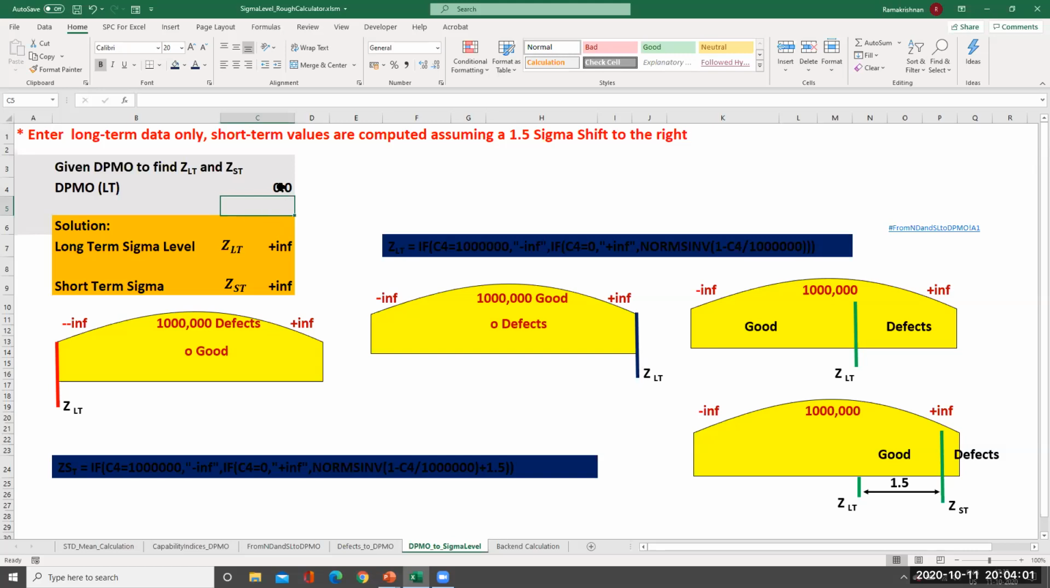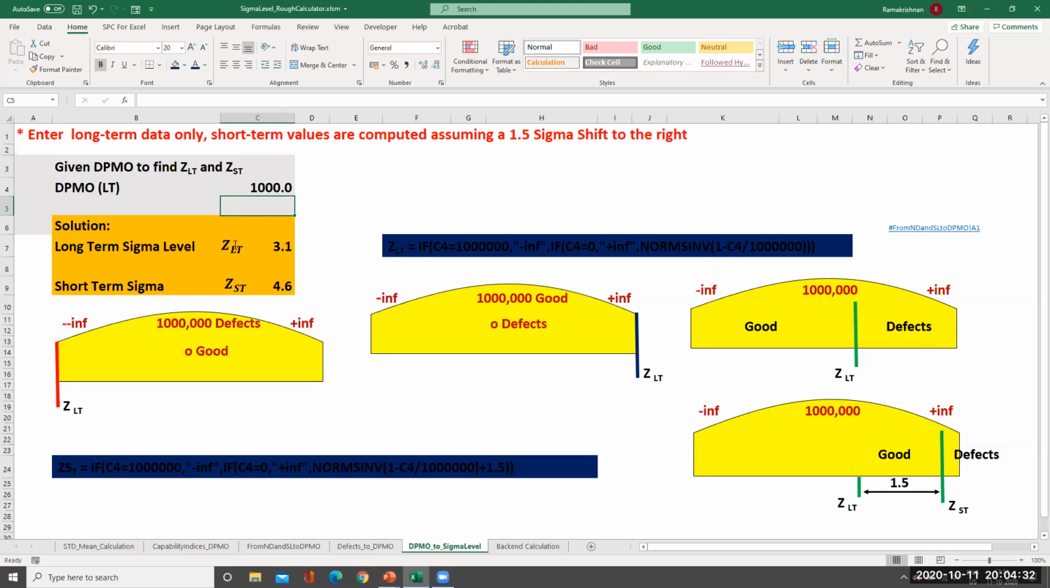Suppose I put here 3. How much should I get? Sigma ST should be 6. See here, I'm getting 6. ZLT is 4.5, which corresponds to 3 defects per million opportunities. Okay, I put somewhere here 1000, it will have the value. ZLT is 3.1, here 3.1. I add 1.5, it will become 4.6 here. This is how you find out the sigma levels for a given DPMO.